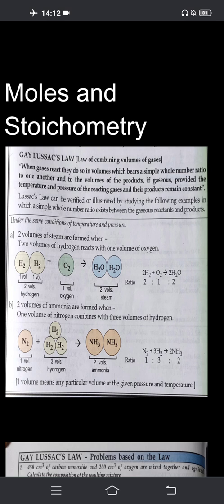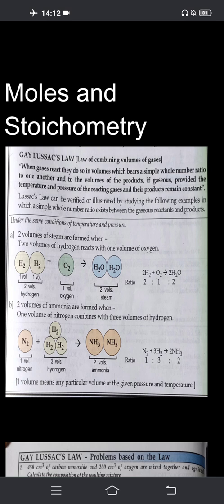It states that when gases react, that means this law is not applicable to solids or liquids, only to gases. So when gases react, they do so in volumes which bear a simple whole number ratio to one another and to the products, provided they are measured under similar conditions of temperature and pressure. That means the pressure and temperature should remain constant.